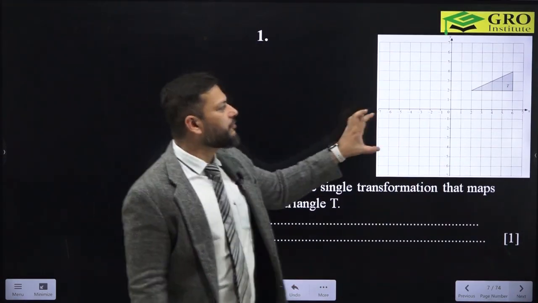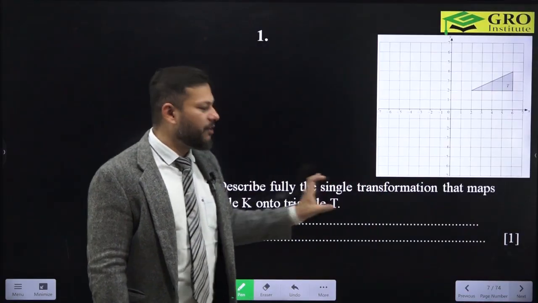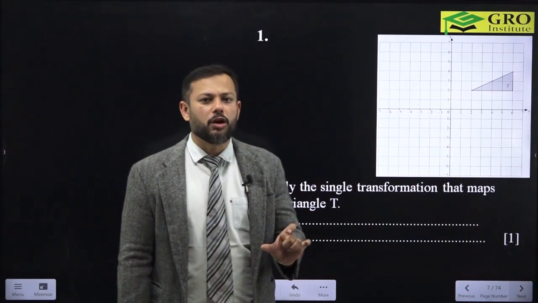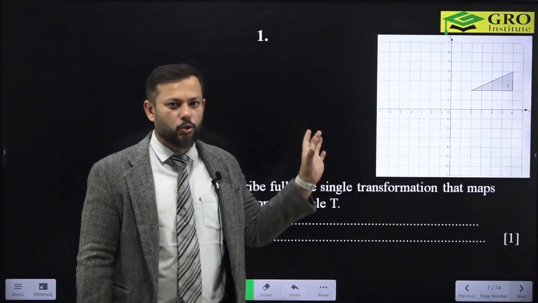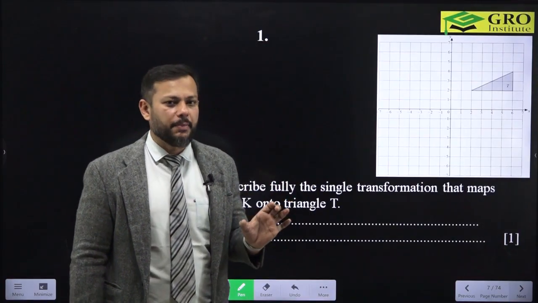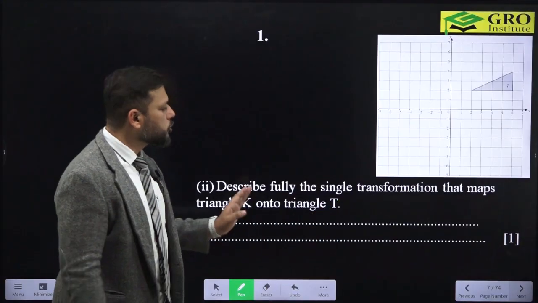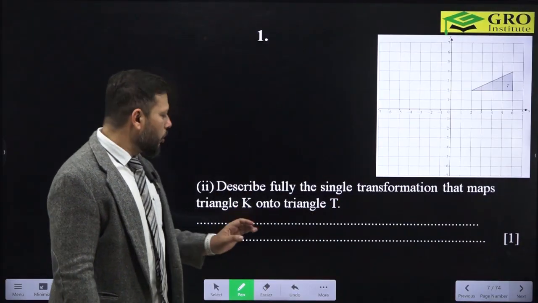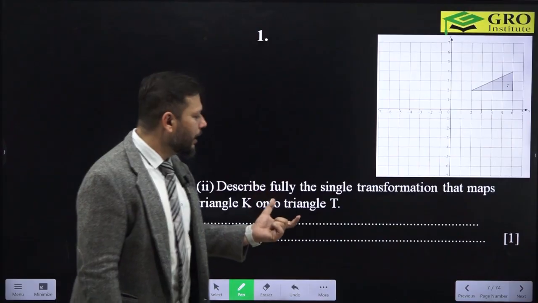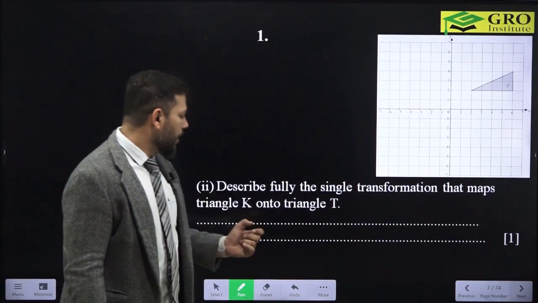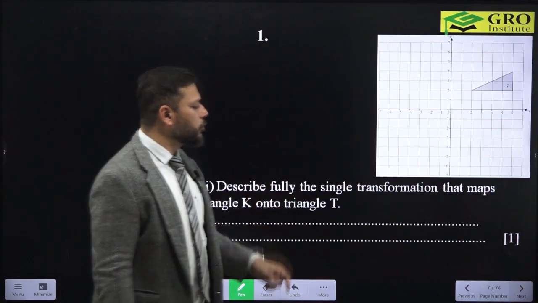Okay, I am using different graph pages for every part, although you need to solve it in a single graph page that is going to be there on a single printed page. You will draw everything over there only. But this question is not about drawing. It's about we need to describe fully the single transformation that maps triangle K onto triangle T.